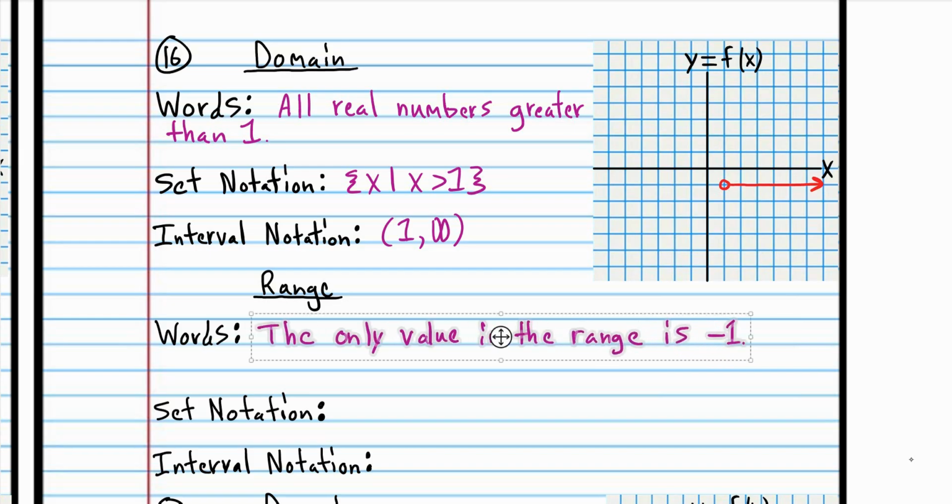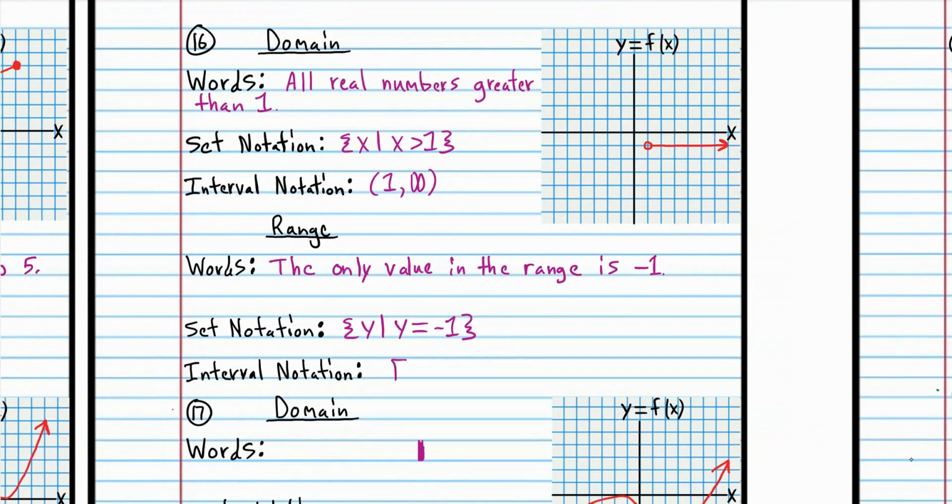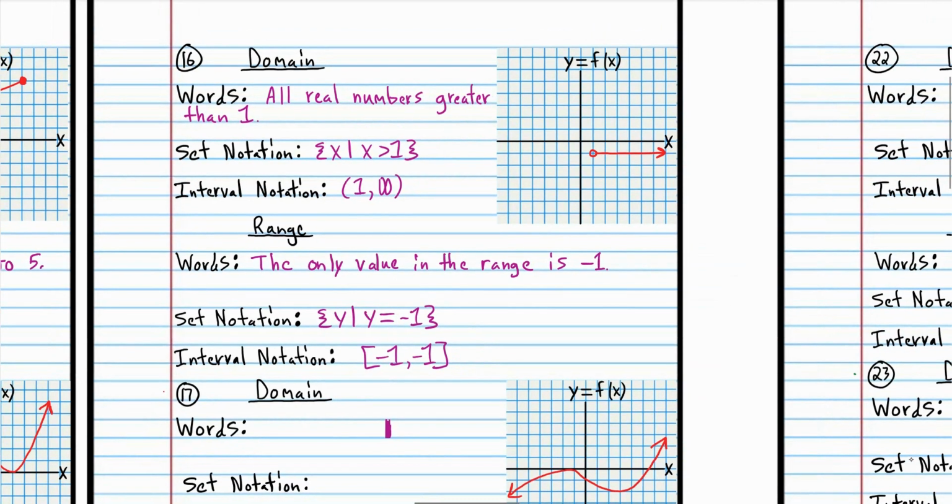The range is negative 1. The only value in the range is negative 1. So in set notation, we say the range is the set of all y values such that y must be equal to negative 1. And in interval notation, we use brackets, and we say negative 1, comma, negative 1. So if you got that one right, excellent. All the points have y values of negative 1 and negative 1 only.